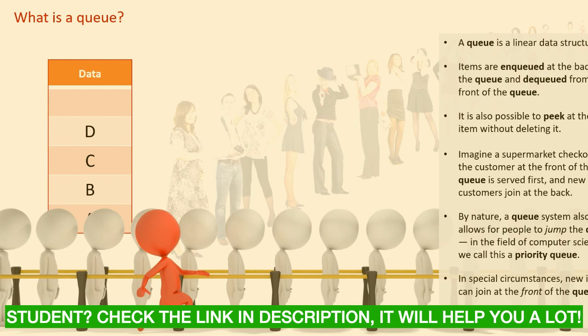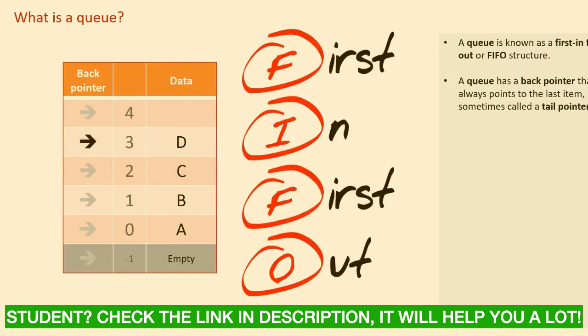By nature, a queue system also can allow for people to jump the queue, and in the field of computer science we call this a priority queue. In special circumstances, new items can also join at the front of the queue. So in this sense, a queue is known as a first in, first out or FIFO structure.